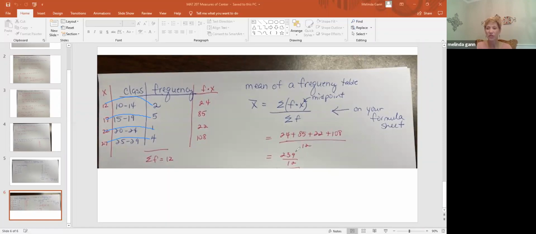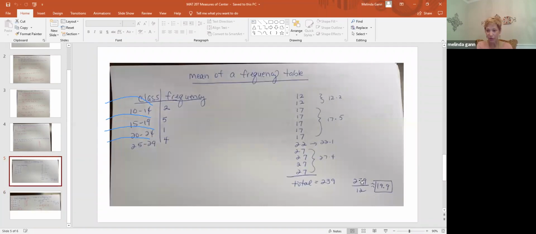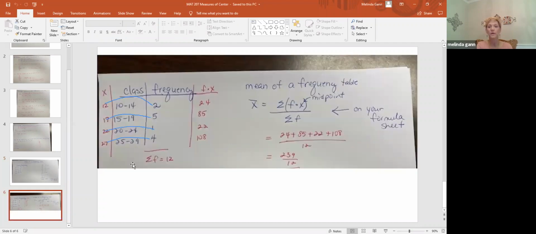Now, without the original list where I couldn't just count them, how would I know there must have been 12 numbers in the list? Well, think about it. There were 2 numbers here, 5 numbers here, 1 number there, and 4 numbers there. So in all, there must have been 12 numbers in my list. So if you add those frequencies up, you do indeed get 12. Well, see, that's exactly the same thing that I got the last time. Look back at this other slide. Remember, we got 239 divided by 12, so we got 19 and 9/10. So using this formula, I would also get 19 and 9/10.